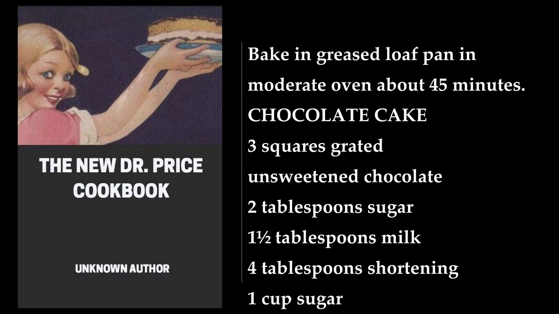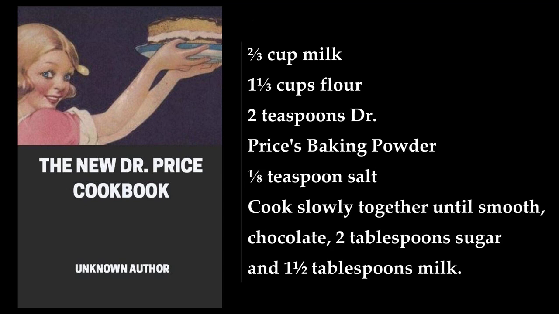Chocolate cake. 3 squares grated unsweetened chocolate. 2 tablespoons sugar. 1½ tablespoons milk. 4 tablespoons shortening. 1 cup sugar. 2 eggs. 2/3 cup milk.